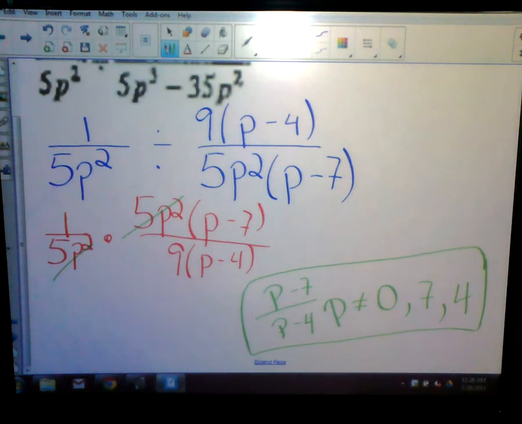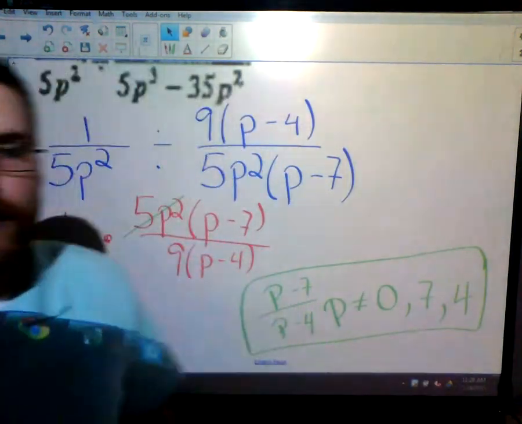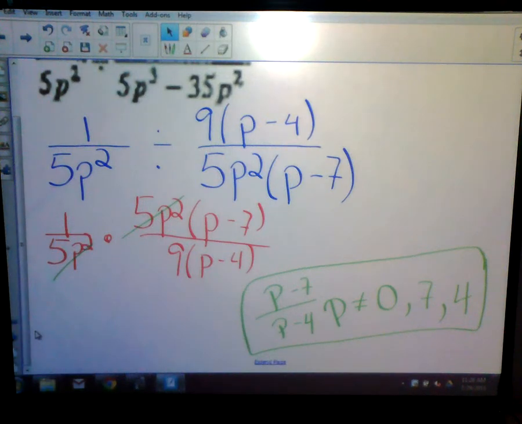So if it's division, factor everything out. List your restrictions. Flip the second and make it multiplication. List any new restrictions, cancel out, and write your answer.